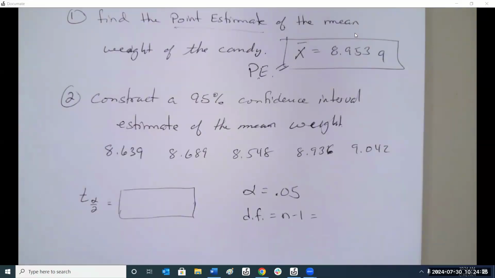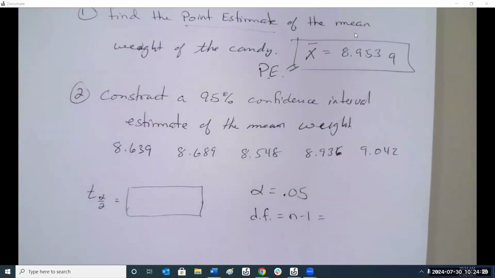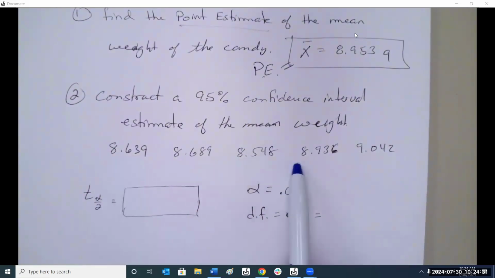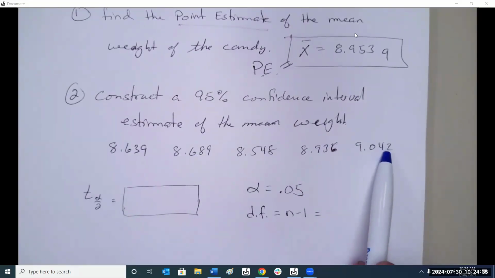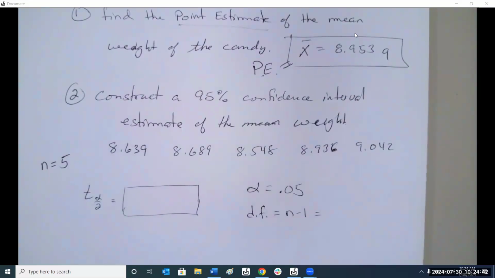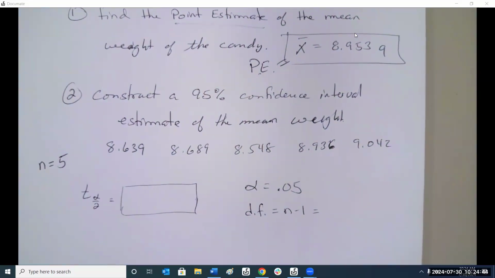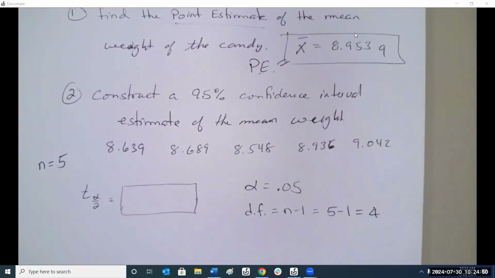These are my data points. 1, 2, 3, 4, 5. We only have 5 data points. So the n of our sample is 5. Okay. So our degrees of freedom is going to be 4.